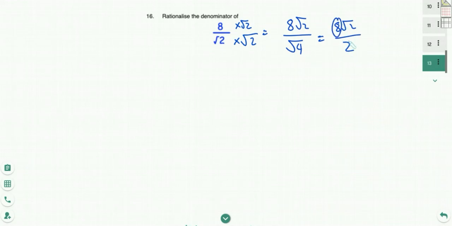We can also simplify the 8 into 2. We can divide both sides by 4. Divide both sides by 2. So 8 divided by 2 is 4. And 2 divided by 2 is 1. So the answer is 4 root 2 over 1, which is basically just 4 root 2.